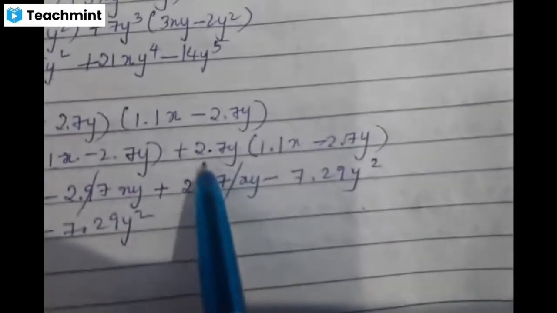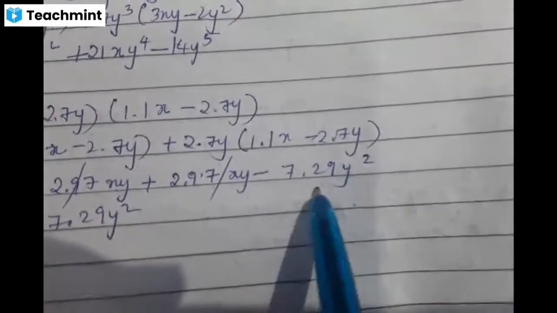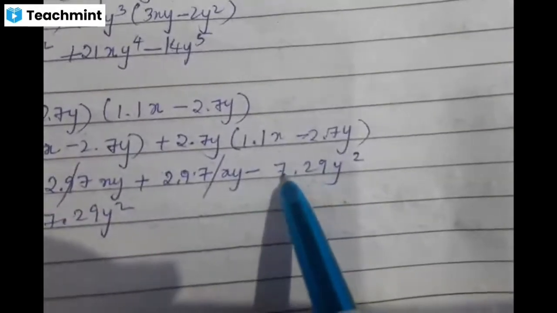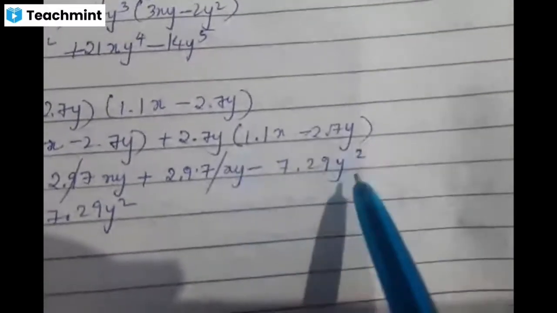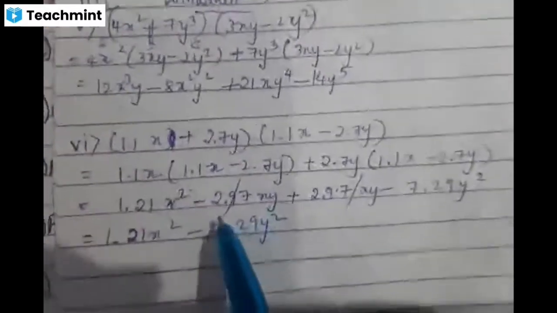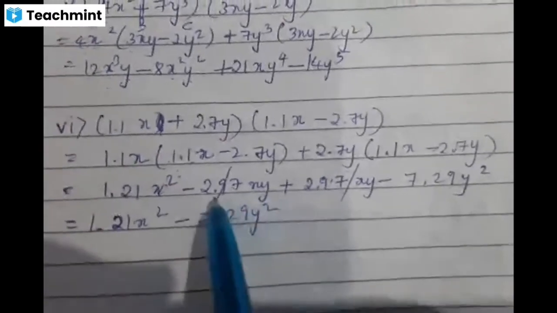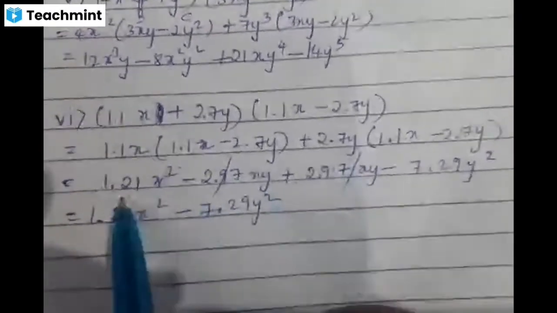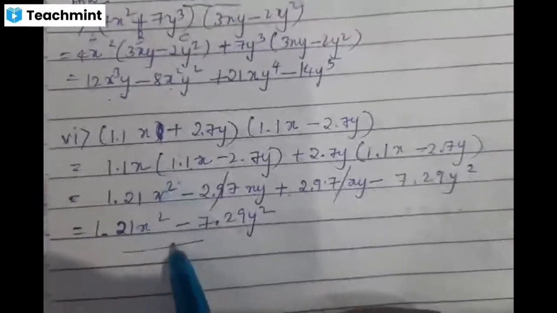Next is 2.7y into 2.7y. 27 into 27 will be 729, children. After decimal point, two digits. So 7.29. Y into y is y square. Here you can observe you have the like terms, only opposite signs are there, plus and minus, so they get cancelled. You are left with 1.21 x square. Here you have minus 7.29 y square. So, check the answers, children.